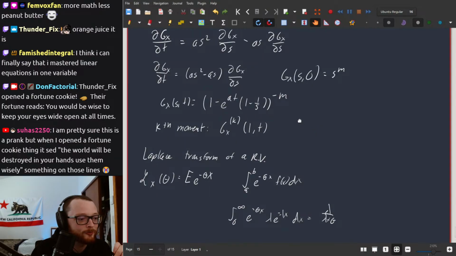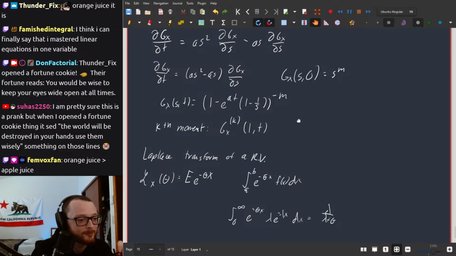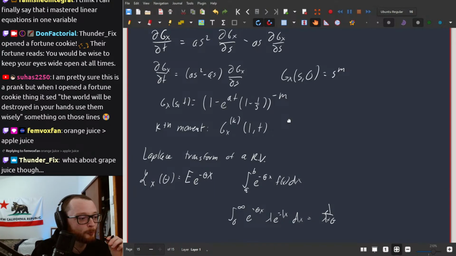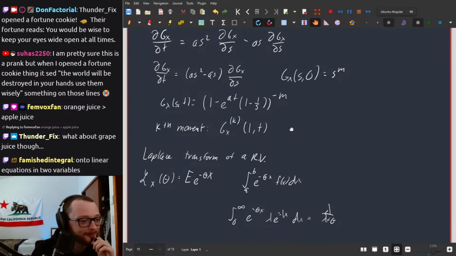You master linear equations in one variable? Hell yeah, famished. Pretty sure it's a prank. When a fortune cookie said, the world will be destroyed in your hands. Use them wise. Oh my god. Yeah, that must be a prank. Otherwise, just to be safe though, Suez, I'm gonna start being super nice to you, because what if it's true? I want to be on your good side. You'd be wise to keep your eyes wide open at all times.